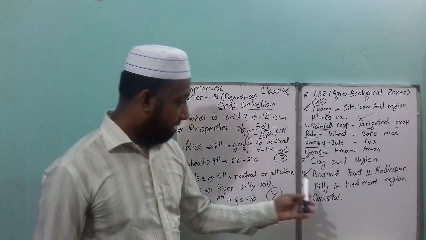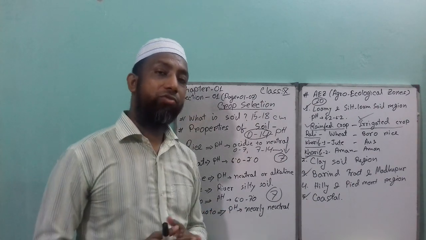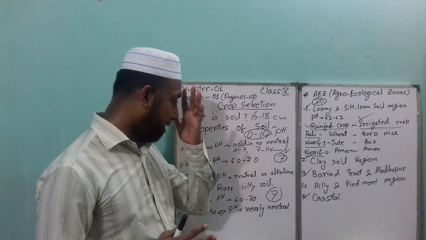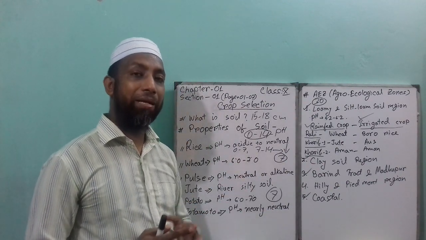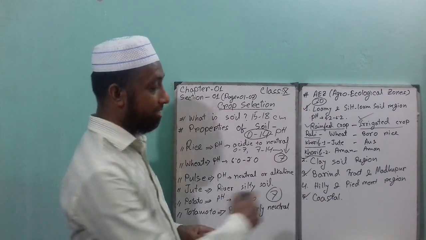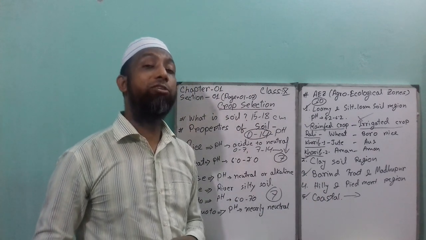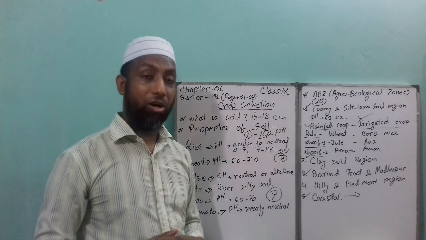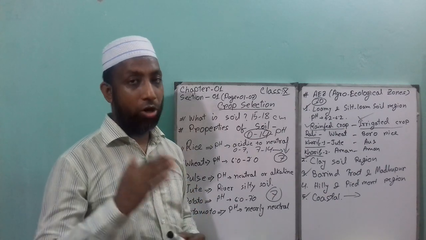Last one is the coastal region. What would be the coastal region? In our country, the location of the coastal region is Cox's Bazar, Feni, Noakhali, that means the coastal belt. This is called the coastal region. And in this region, if you have a look, soil pH will be a little bit alkaline or more than neutral, not acidic.